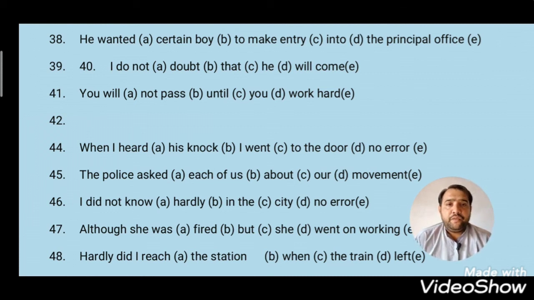According to number 45, the police asked each of us about our movements. Guys, here in this sentence you will notice that the police asked each of us. Here each of us represents a distributive pronoun. So according to the distributive pronoun we have to use a possessive pronoun which should be singular, not plural. So here we should say the police asked each of us about his movement.